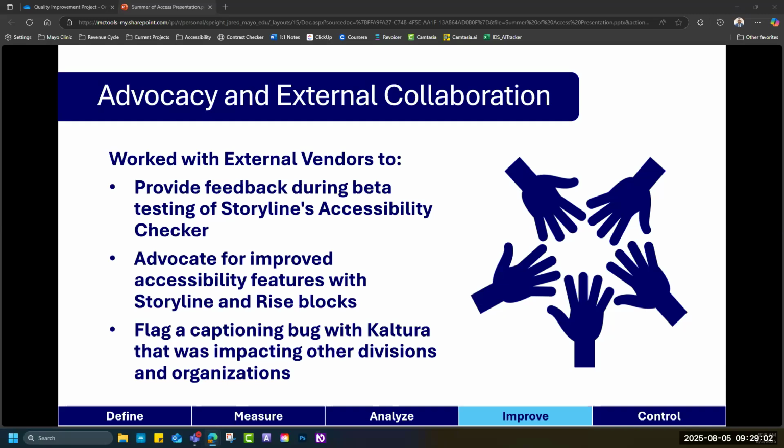We also advocated for improved accessibility features with Storyline and RISE, which is getting in touch with the vendors and sending feedback. So I think that's great.